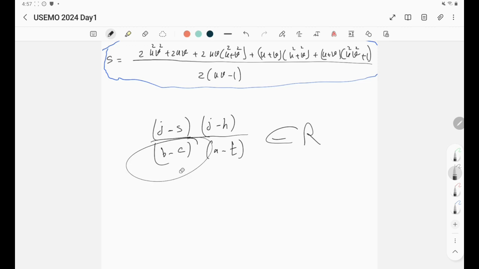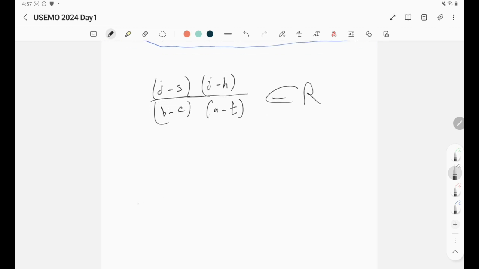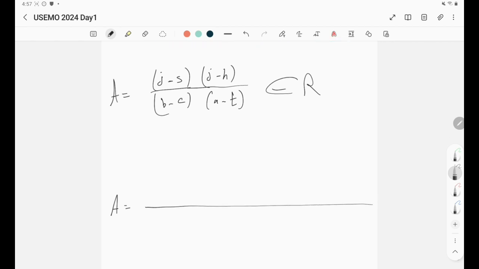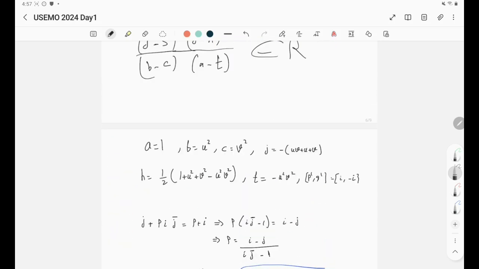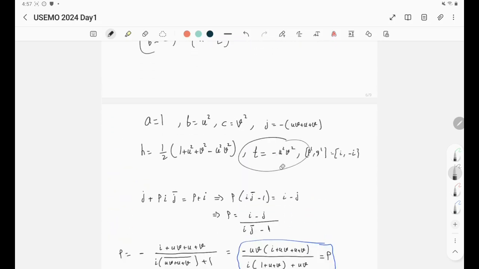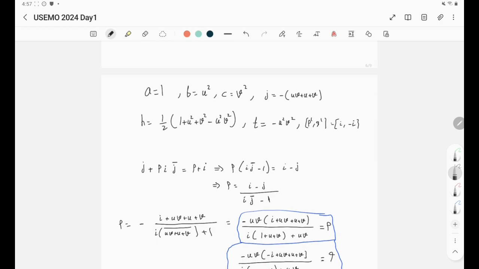First of all, b minus c. So our fraction, let's call it, maybe capital A. So this capital A is going to be a big fraction. Let's find the easy terms first. So b minus c, we already know it's u squared minus v squared. A minus t, a is 1. T is what? If you remember, t is just minus this. So minus times minus is plus. So it's just u squared v squared.